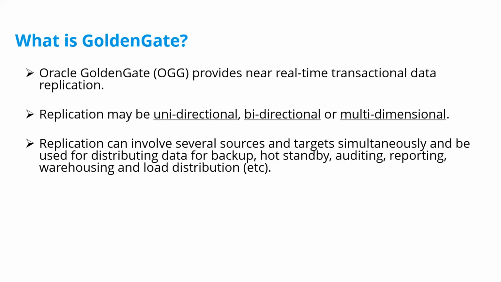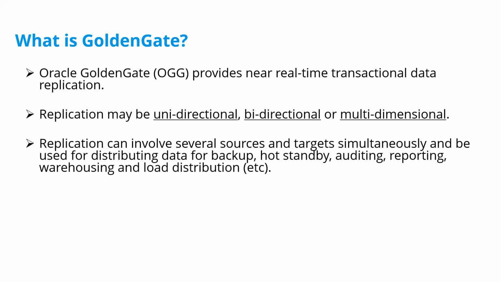Replication can involve several sources and targets simultaneously and can be used for distributing data for backup, hot standby, auditing, reporting, warehousing, and load distribution as well. So the major advantage with GoldenGate is there can be multiple sources, single target, GoldenGate can replicate the data. Or there can be single source, multiple targets, GoldenGate can replicate the data. There can be multiple sources, multiple targets, GoldenGate can replicate the data.